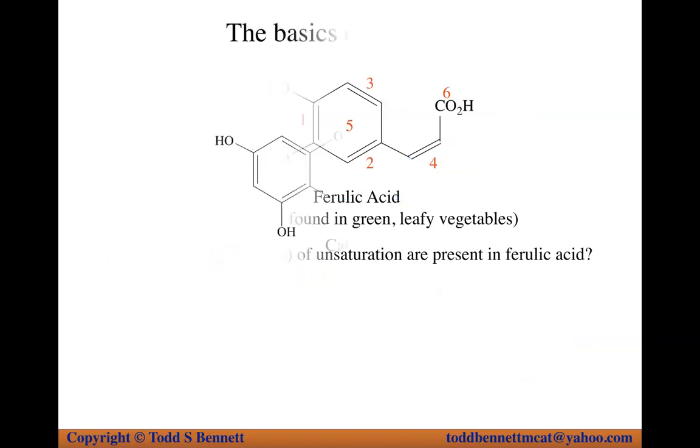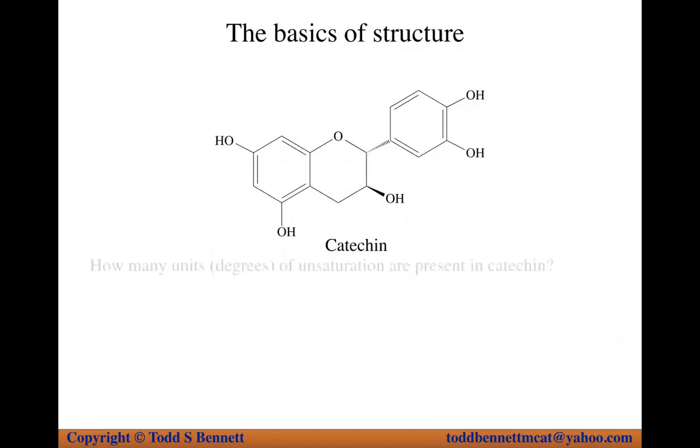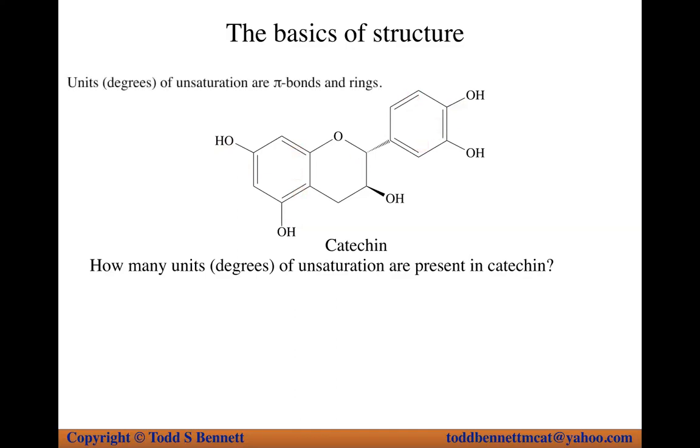So let's try a question with it. How many units of saturation? Let's see how I do. OH, OH, OH, OH, and I'm not going to get fooled this time. So it's pi bonds and rings. 1, 2, 3, 4, 5, 6 pi bonds and 3 rings. So this one seems pretty simple. 1, 2, 3, 4, 5, 6, 7, 8, 9 for the rings.